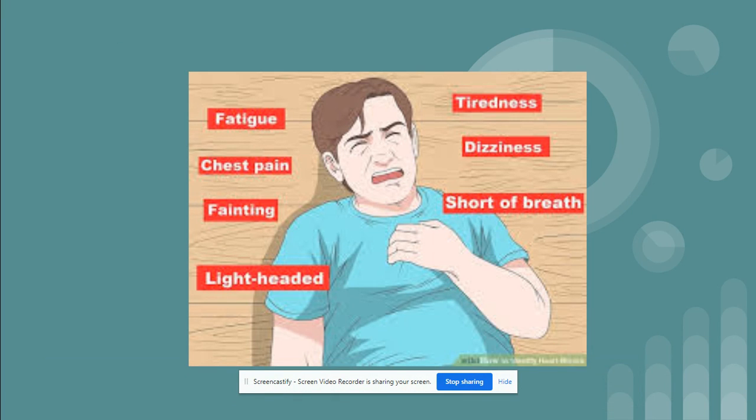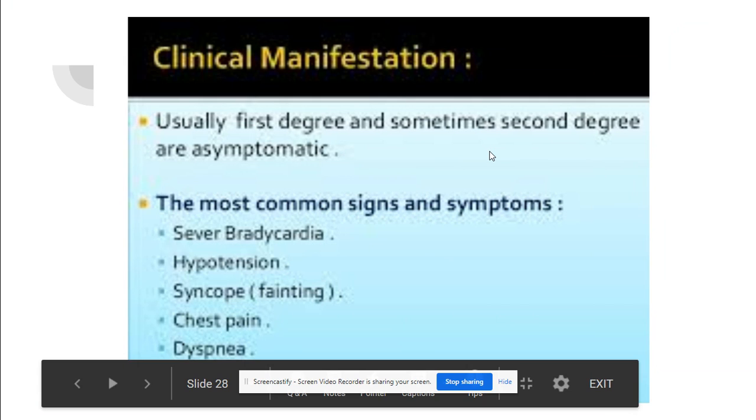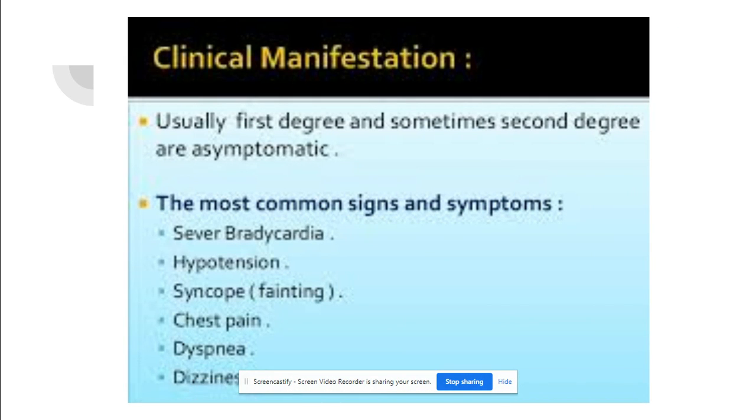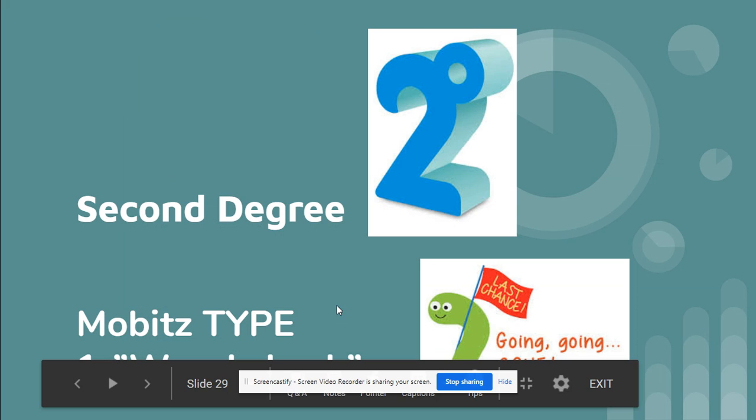Our patients may be symptomatic, but as the delay or conduction problem continues, they're going to have more symptoms of fatigue, chest pain, sweaty, diaphoretic, lightheaded, dizziness. Usually the first degree and sometimes second degree blocks are asymptomatic, but the most common signs and symptoms, as I mentioned in the previous slide, there's a typo there that should say severe bradycardia, hypotension, fainting, chest pain, dyspnea. Now moving into the second degree.